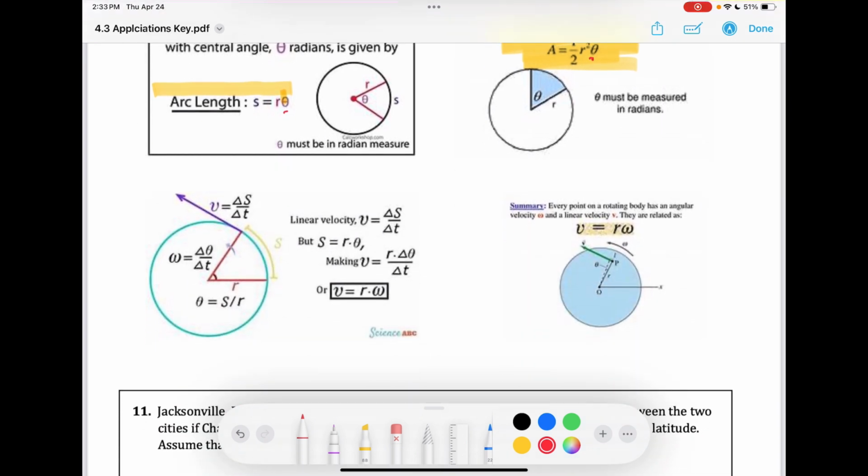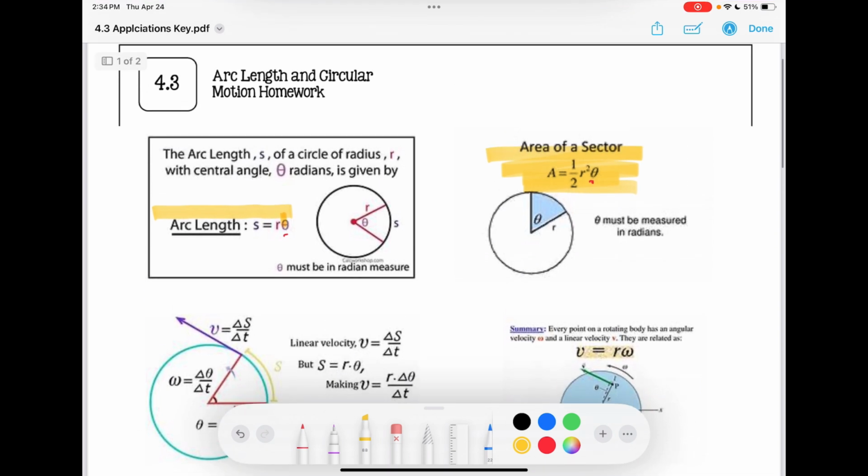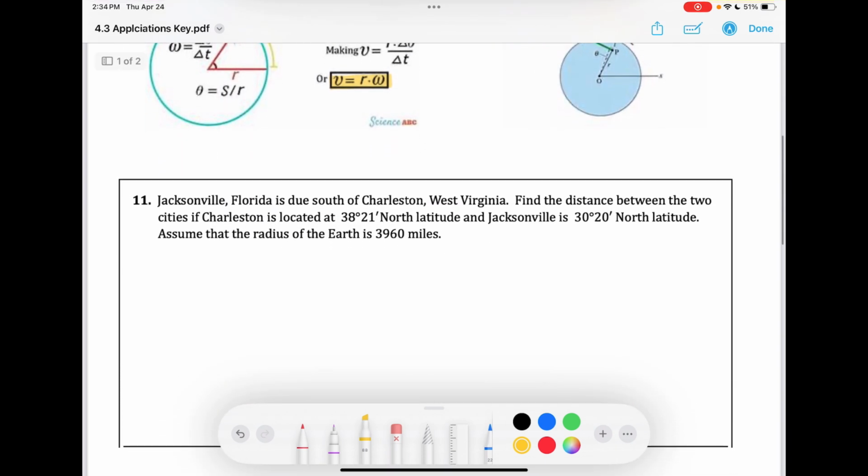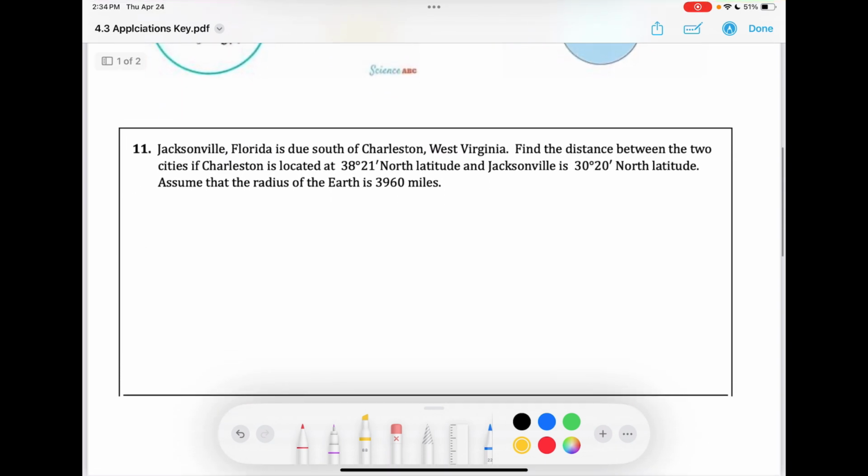Now, when we're talking about the wheel, the linear speed, and the angular velocity, aka the revolutions per minute, we also have a formula: the speed is equal to the radius of the wheel times the angular velocity, the revolutions per minute. So based on these cases, we're going to talk about three more examples.